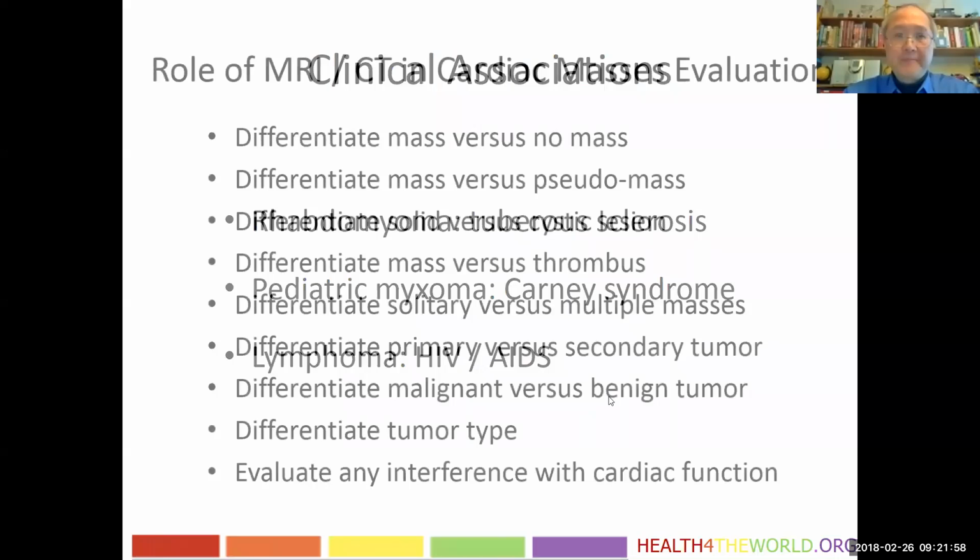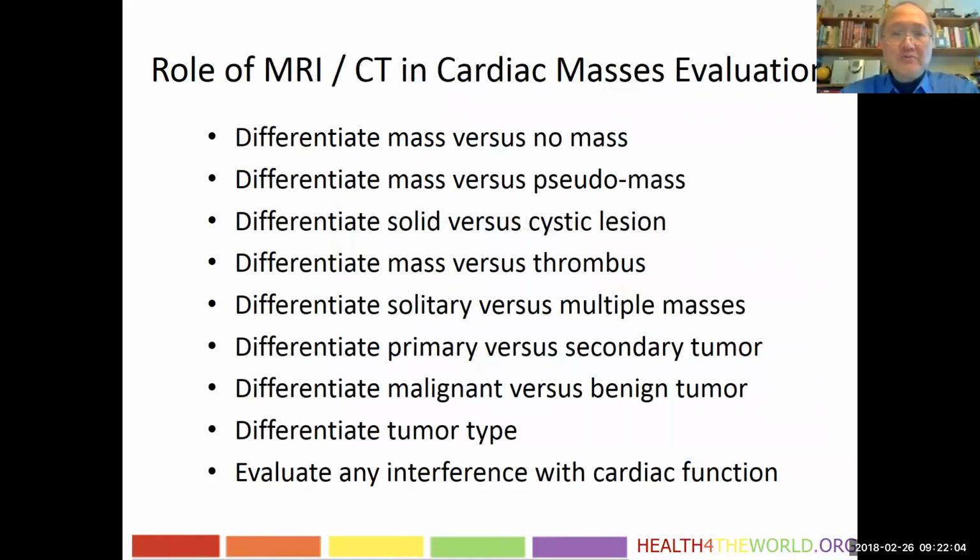Now, the role of MRI and CT in cardiac mass evaluation really is to decide the following. The goal is to differentiate mass versus no mass. Typically, a CT and MR imager such as myself will get a referral for a case where the patient on an echocardiogram had incidentally found a mass. And then our job is to confirm that the mass truly exists. Then we have to decide whether that mass is a true mass or a pseudo mass that's confounded by some other normal anatomic structures.